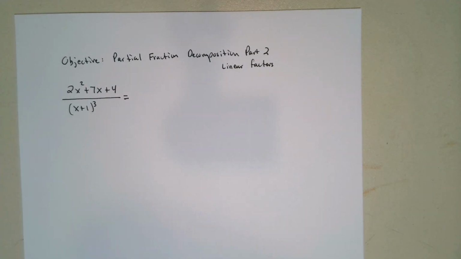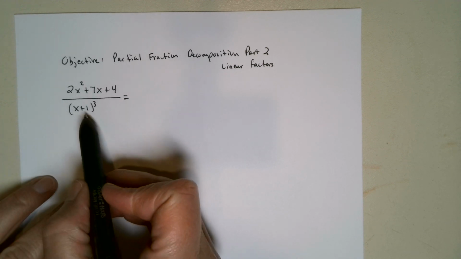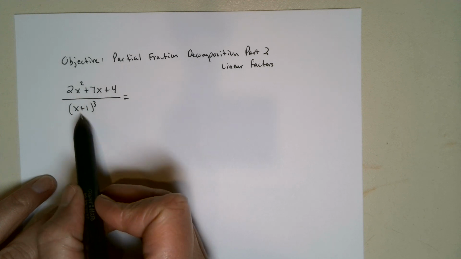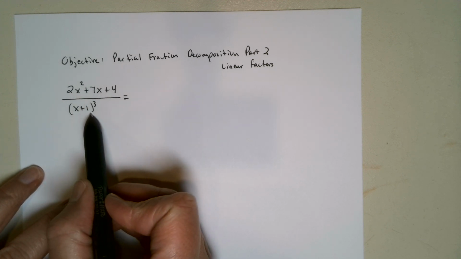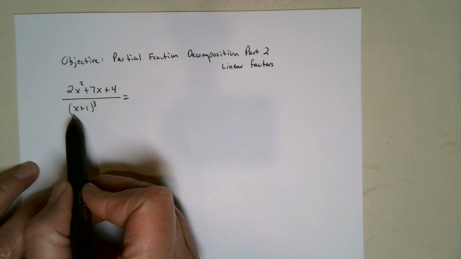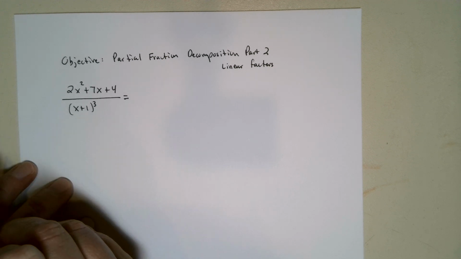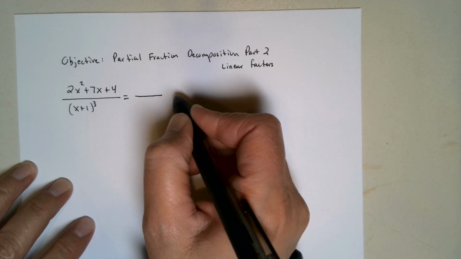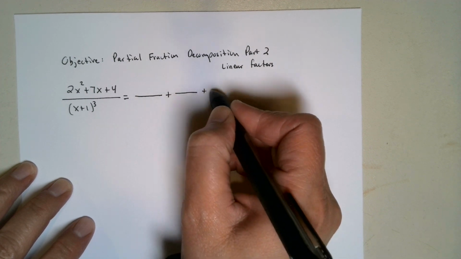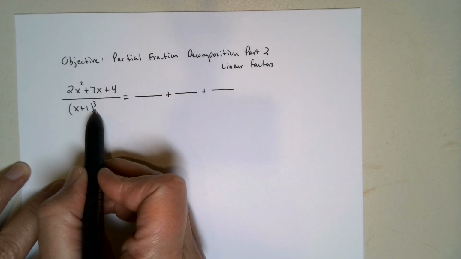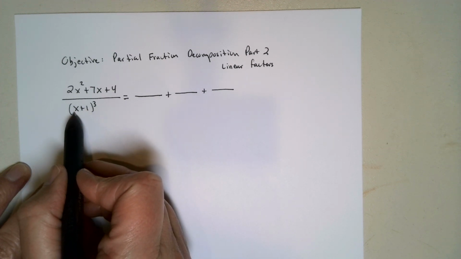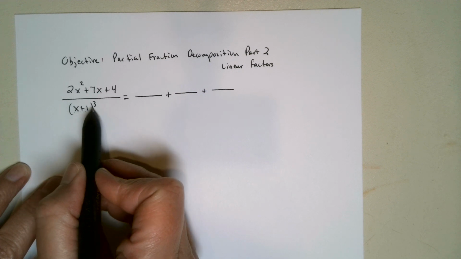So I've got 2x squared plus 7x plus 4 over x plus 1 cubed. Remember, we're not trying to factor the numerator, not that we could, but we want to make sure that the denominator is factored completely. It's x plus 1 to the third power. And so as I mentioned in video number 1, when you have a power in your denominator, you need to take into account all the different ways that this could be broken down. And this is x plus 1 being raised to the third power.